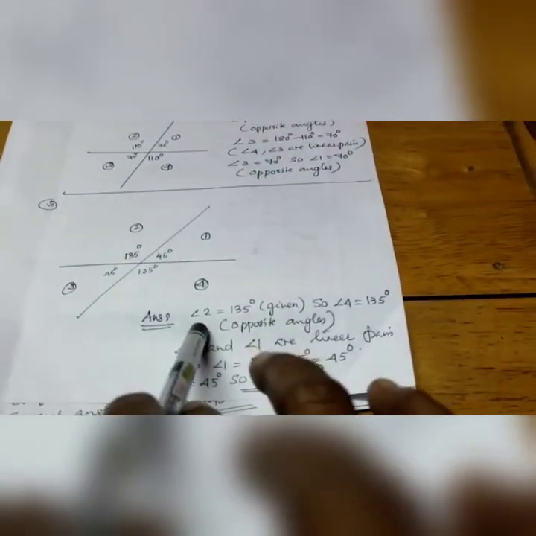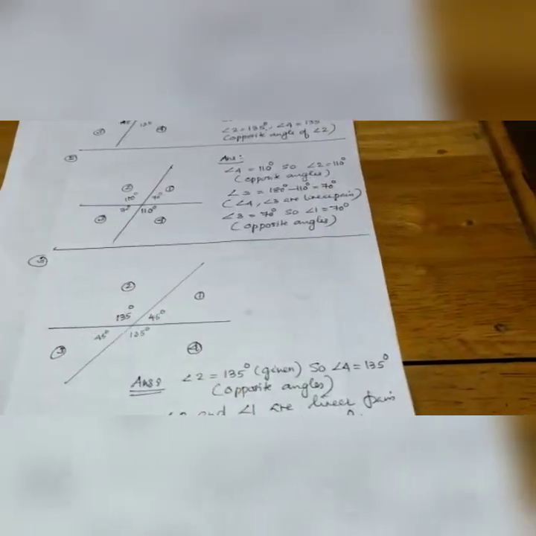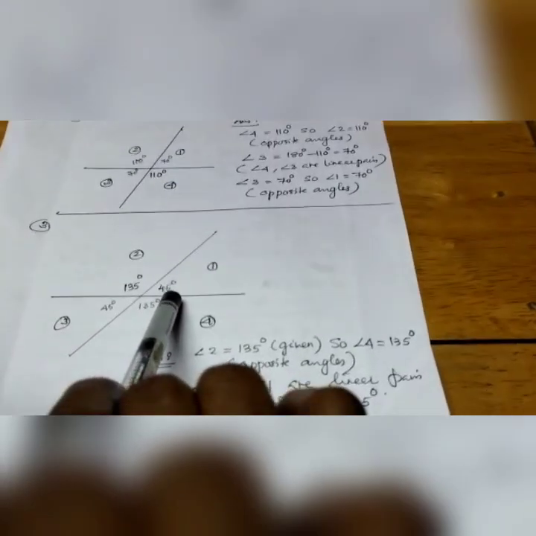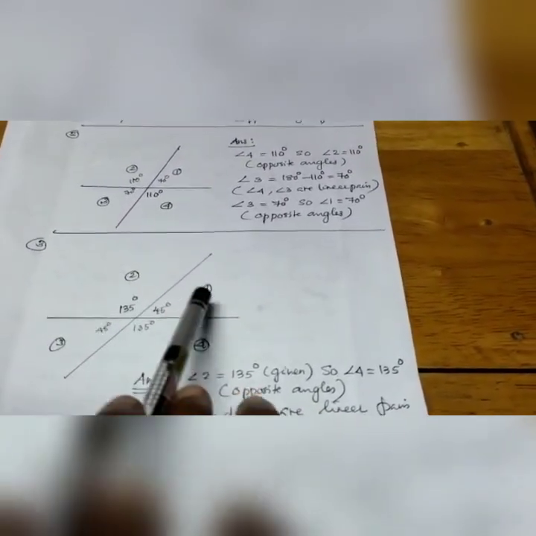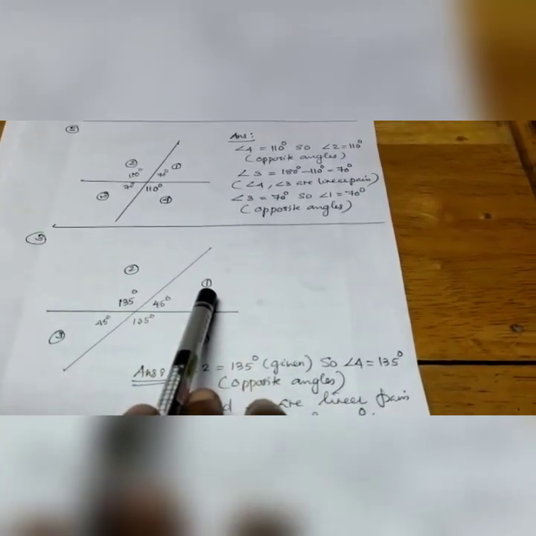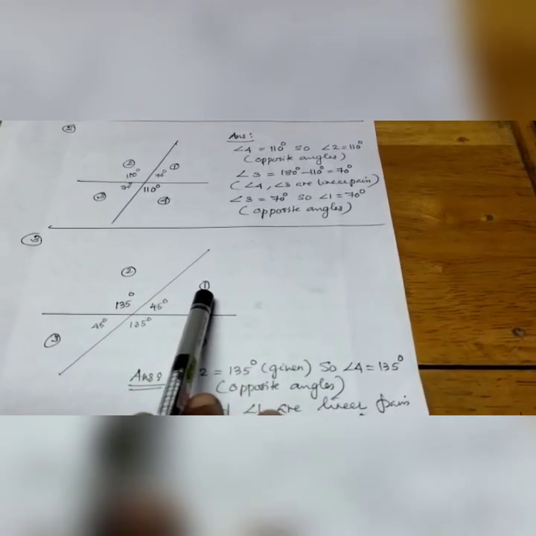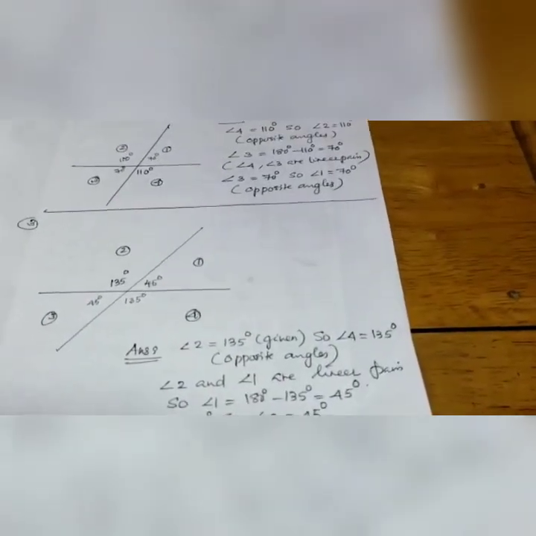Then, the third question is, here angle 2 is given, that is 135 degrees. Therefore, angle 4 is also 135 because opposite angles. Angle 2, 135, and angle 1 are a linear pair. Therefore, angle 1 is 45 degrees. If angle 1 is 45 degrees, then angle 3 is also 45 degrees because they are opposite angles.